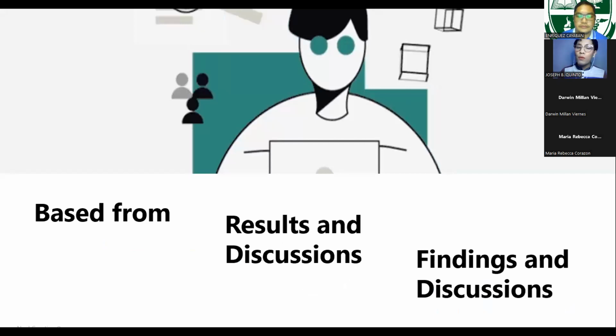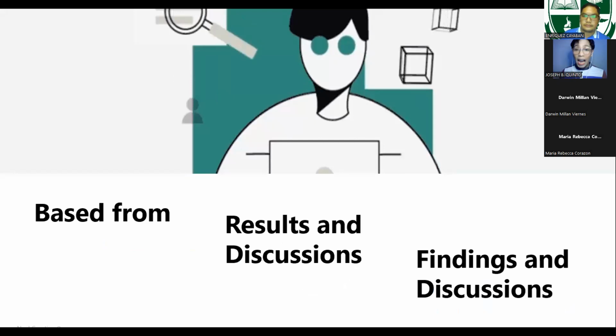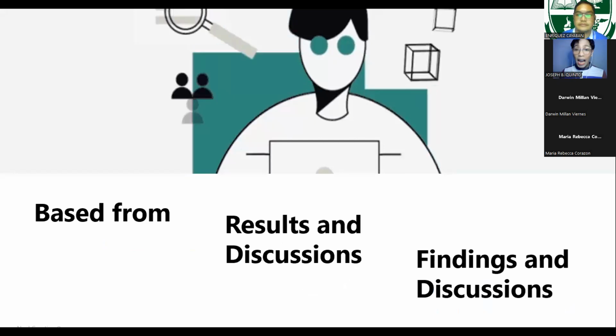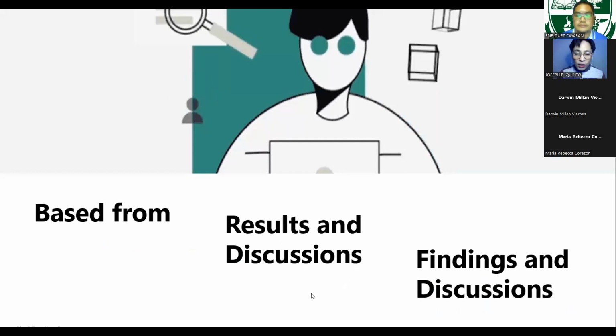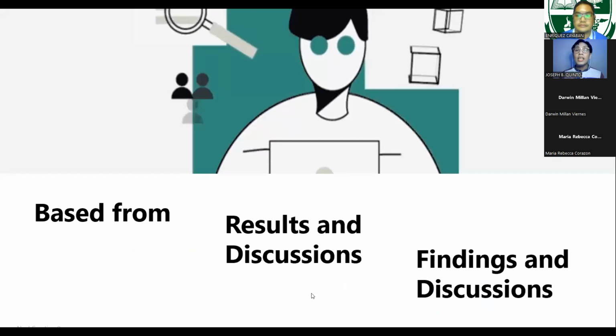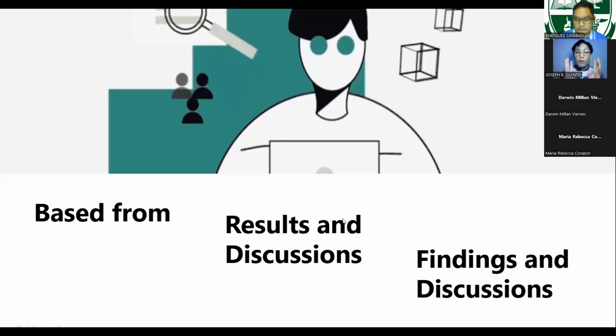"Base from" is really common, although this is found in the conclusions area of your thesis. It's not "base from", it has to be "based on". The preposition that you have to use is "on". And then results and discussion doesn't have S for discussion. Findings and discussion doesn't have S for discussion. Just a little reminder.